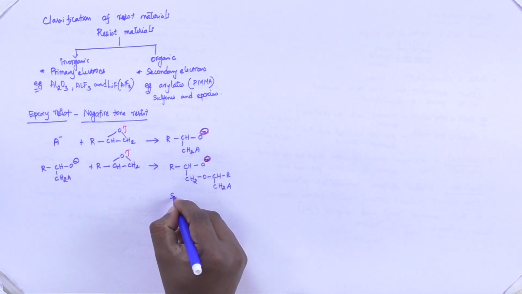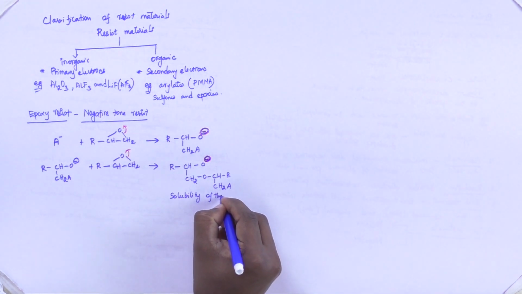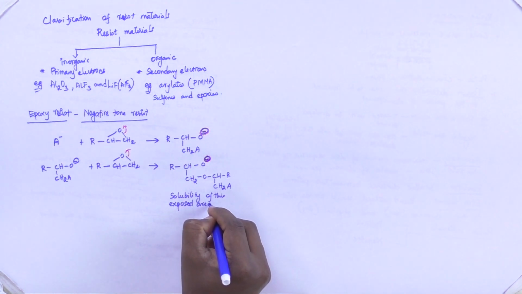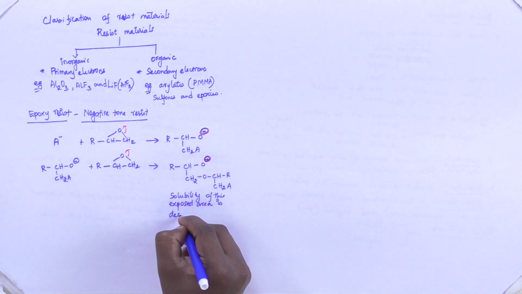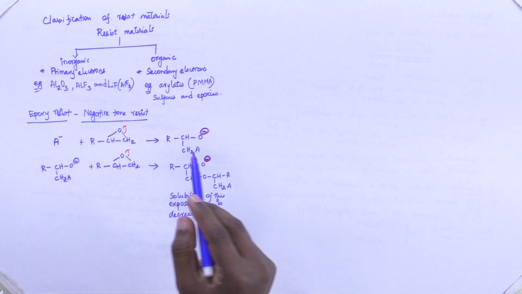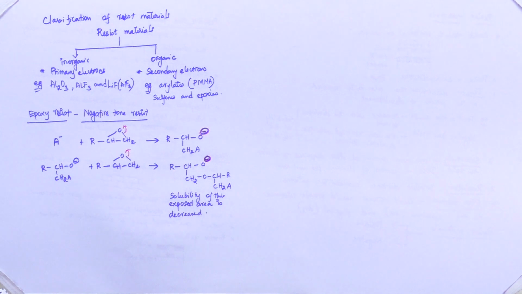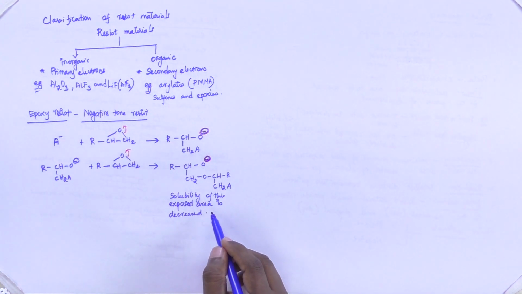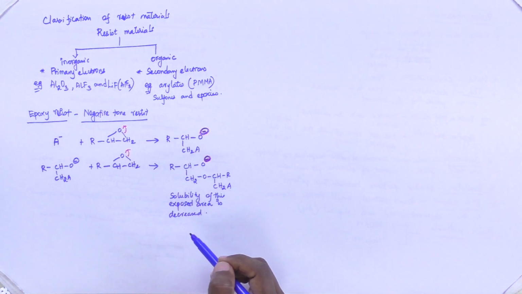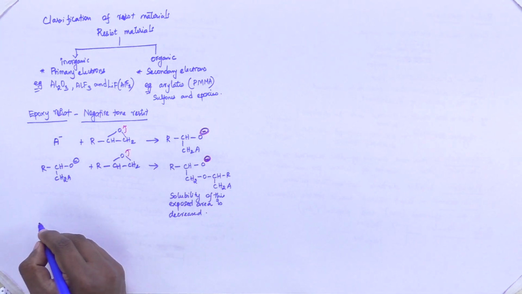As a result, the solubility of this exposed area is decreased. So this is a negative tone resist. Obviously the solubility of the material will differ based on the exposed region and the unexposed region. So the solubility is decreased, this is not washed away by the developer solvent, and obviously you will get an inverse pattern.